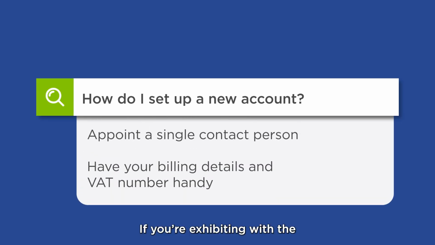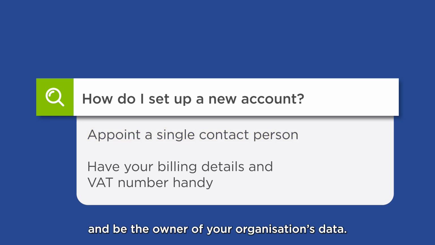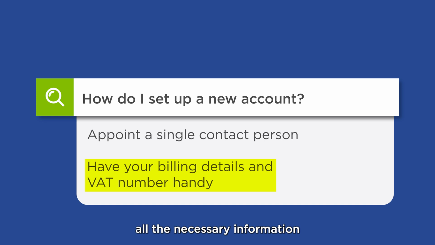If you're exhibiting with the EAIE for the first time, you will need to create a new account. Please make sure to follow these steps. Appoint a single contact person responsible for managing your organization's Toddoo account. This person will set up the account and be the owner of your organization's data. Have on hand all the necessary information ready to complete your profile, such as billing details and your VAT number if your organization is based in the EU.